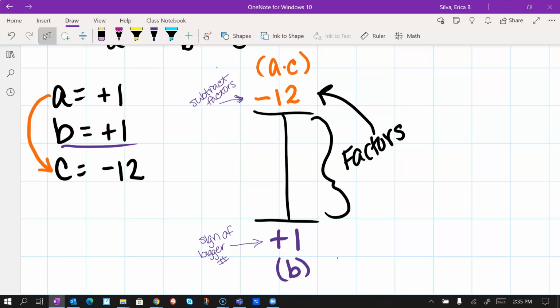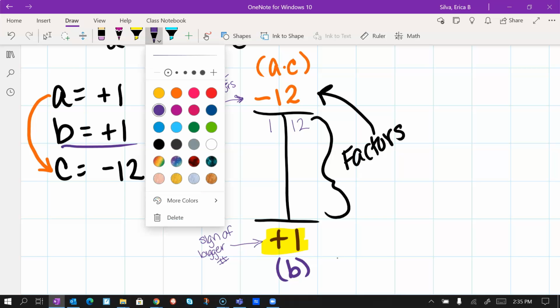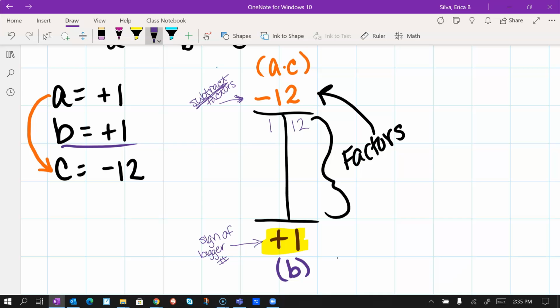So what are the factors of 12? We already talked about them, right? 1 and 12. Remember, we're subtracting them. So when we say 12 minus 1, does that give us this positive 1 down here? No. Because it's not giving us that difference, we don't need 1 and 12. So let's try some other factors.